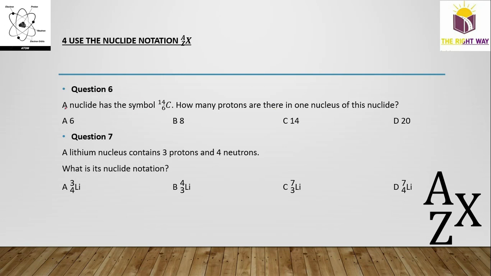Question number 6. A nuclide has the symbol 14-6C. How many protons are there in one nucleus of this nuclide? Proton number is 6. So 6 is your right option.